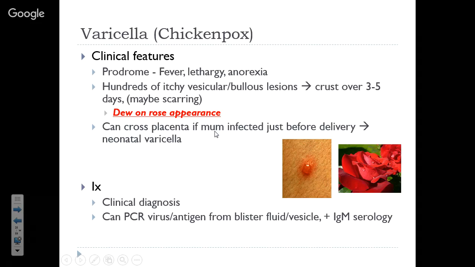I was a bit skeptical at first, but then I put these two pictures in, and I guess in the vesicular, very bullous phase, it does kind of look like a dewdrop. I mean, again, debatable, but it can cross the placenta and cause neonatal varicella as well. Generally, it's a clinical diagnosis with the rash being a bit more characteristic than the other ones, but you can PCR the virus and do serology for that as well.